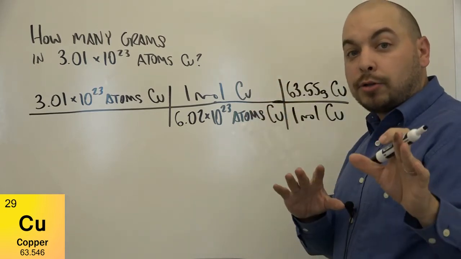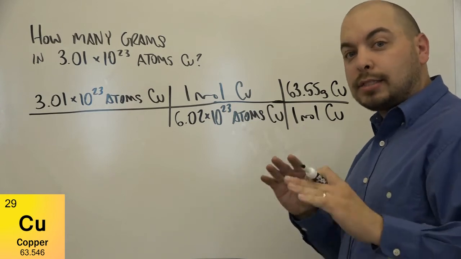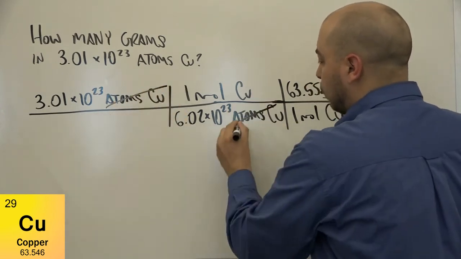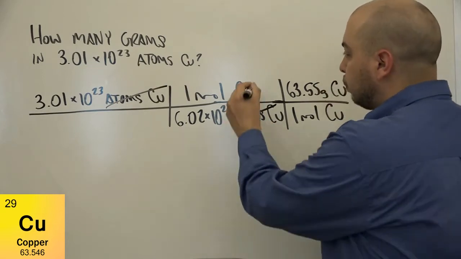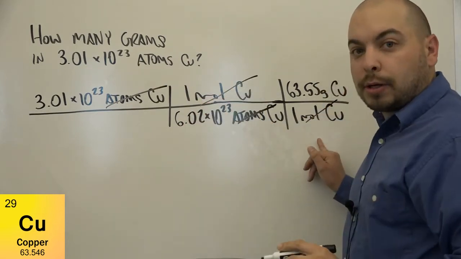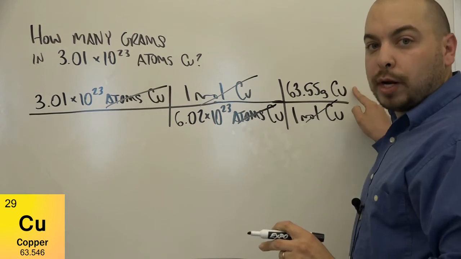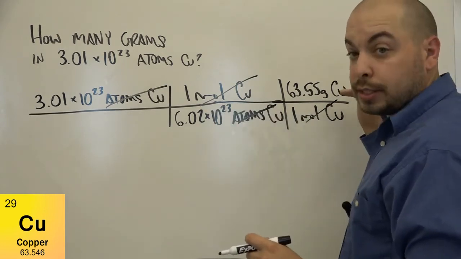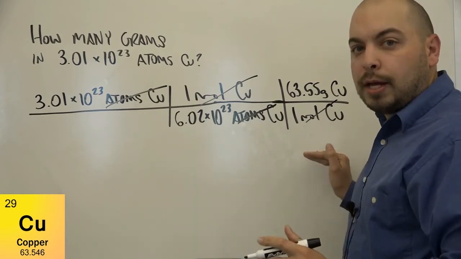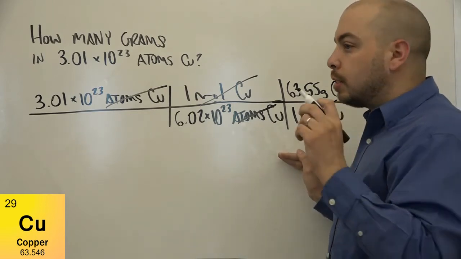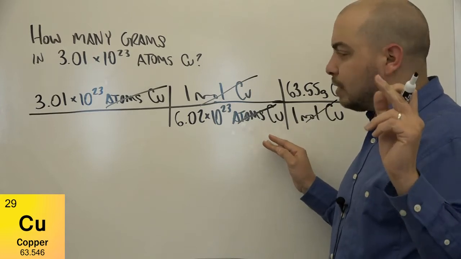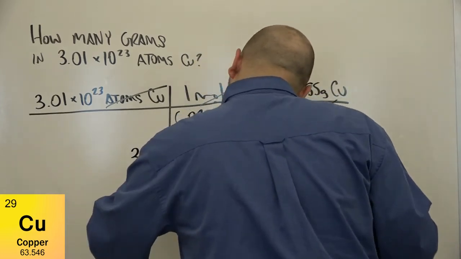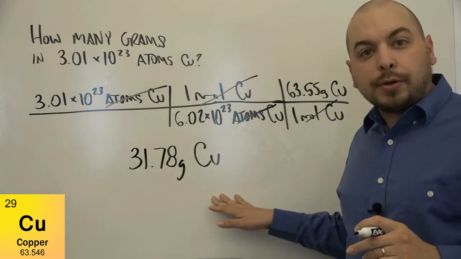To double check our units, we're going to actively cancel out anything that is on top and on bottom. Atoms of copper cancel. Moles of copper cancel. And we're left only with grams of copper on top. What this means is we multiply all the way across the top, divide across the bottom, and we end up with our answer, which is we have 31.78 grams of copper. So that's going to be your answer.